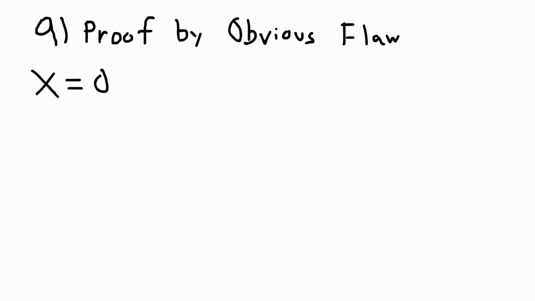Proof by obvious flaw. Let x equal 0. Divide both sides by x, and you get 1 equals 0.